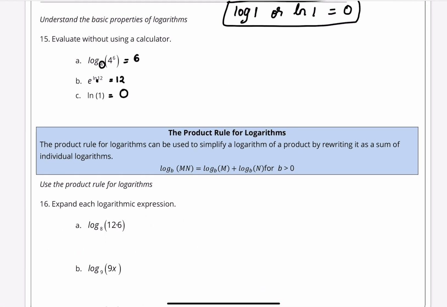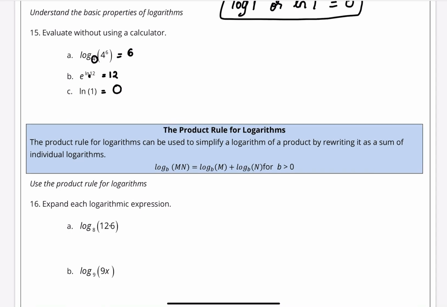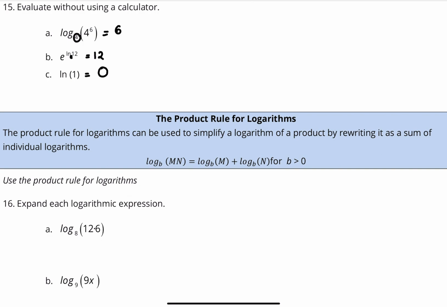Now let's go ahead and take a look at the product rule. So the product rule tells you that the product of logs becomes addition of logs. So what I'm telling you is single log becomes double log. So when you multiply two numbers with a log, single log becomes double log. And keep in mind the bases are always the same.